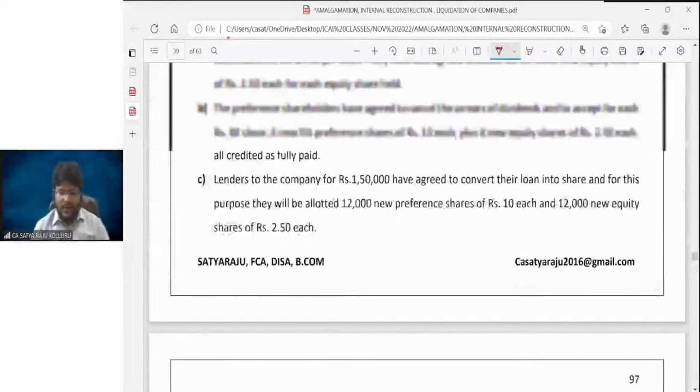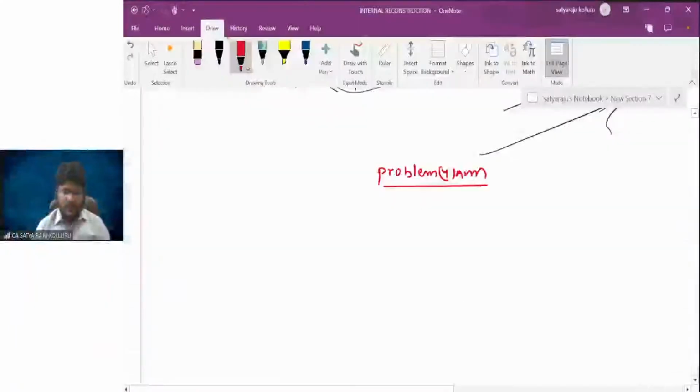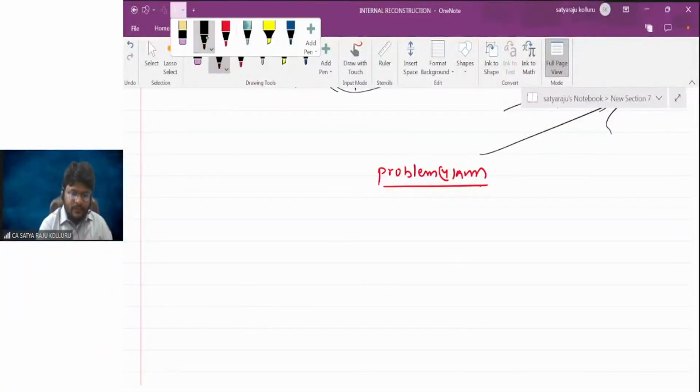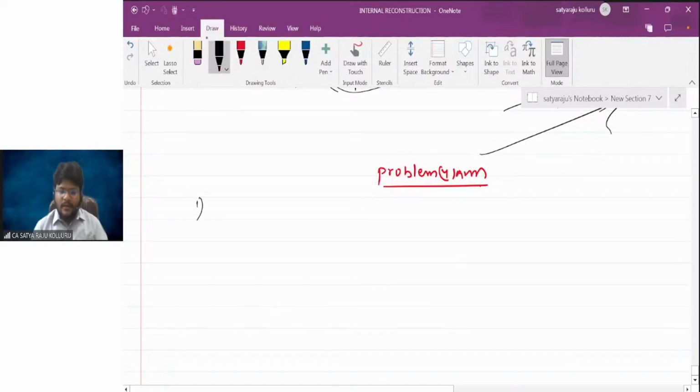Okay, fine. Now, one by one, let me check. So for the first instance, there is a sacrifice made by the shareholders here. Sir, I already told you in the theory itself, whether it is clearly mentioned or not, we can always presume that whenever there is a reduction of paid up capital due to sacrifice made by the shareholders, then we should presume that there is a decrease in paid up value as well as face value.